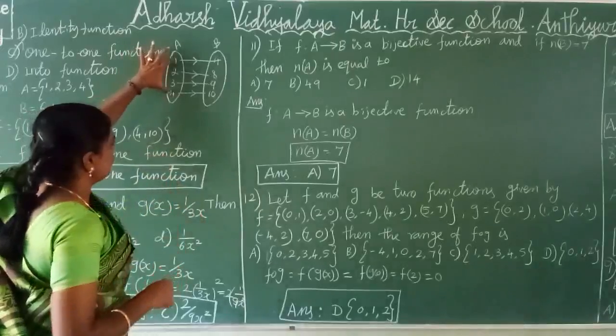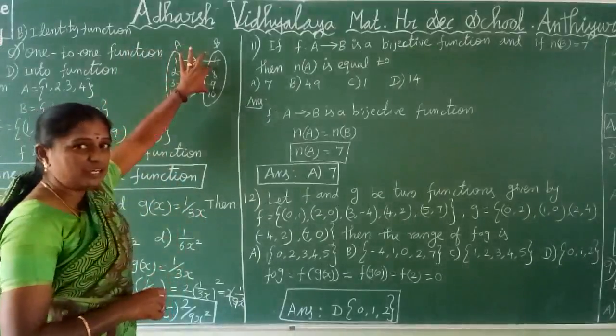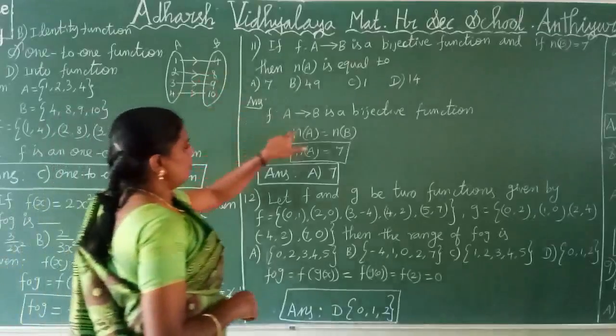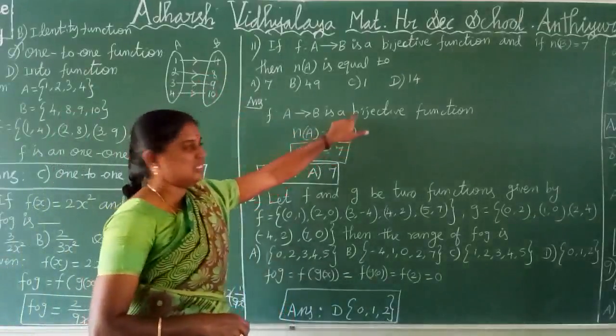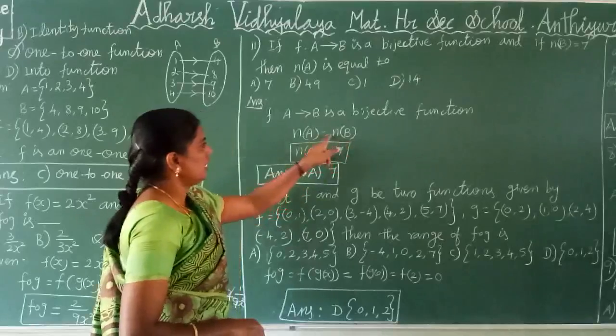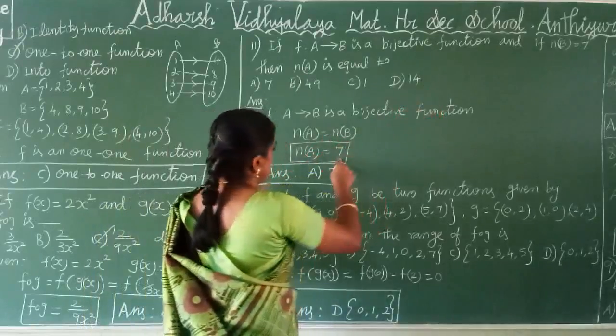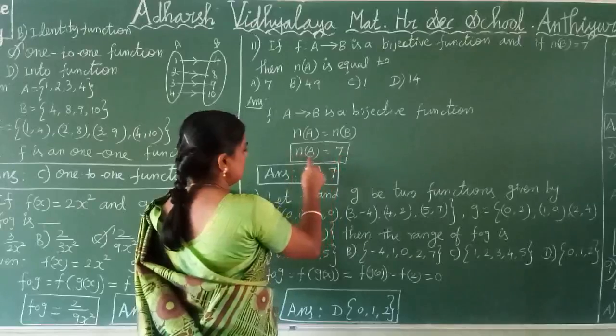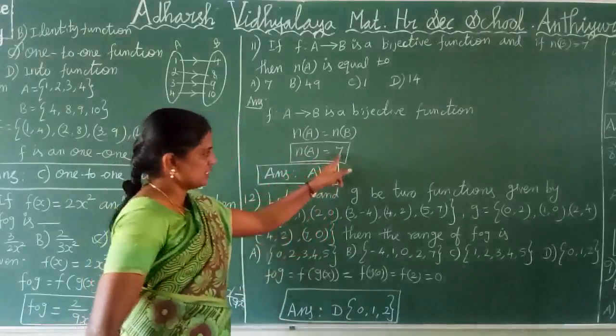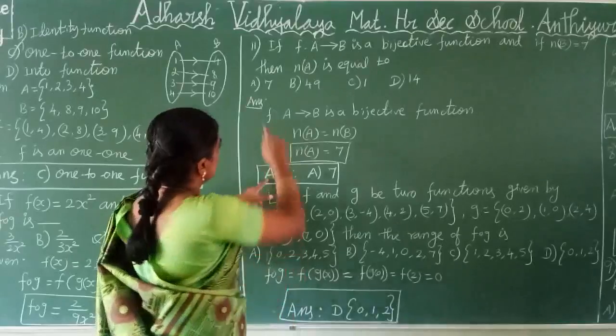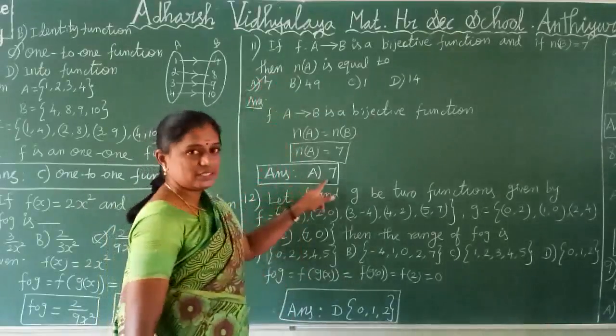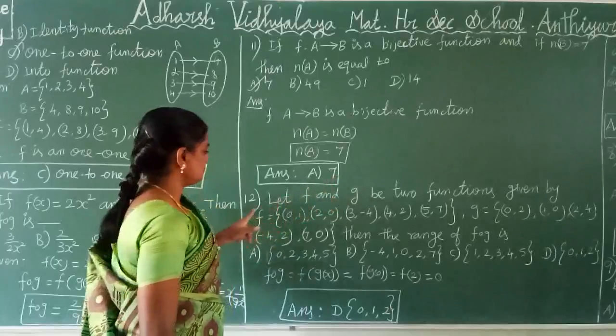Bijective means number of elements in A and number of elements in B are equal. So n of A equal to n of B. n of B is already given in the question as 7. So n of B is 7 means n of A is equal to 7. So which option? A. So the answer is A option 7.